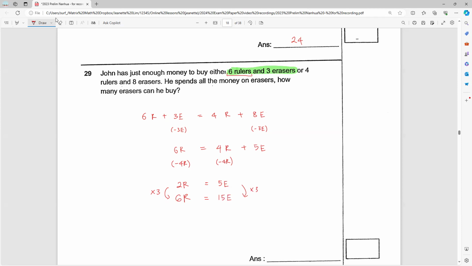So how many erasers can he buy? The total amount of money, initially the question says 6 rulers and 3 erasers, right? So I will change these 6 rulers into 15 erasers as what I have found earlier here. Okay, so in total he can get 18 erasers.